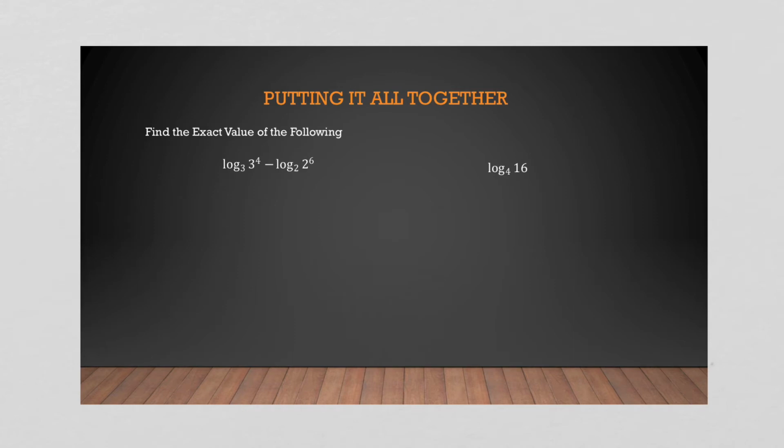Find the exact value. Well, here's that rule that comes into play. First I'm going to use the power rule, and it comes down. I get 4 log base 3 of 3, and then the power rule comes down, minus 6 log base 2 of 2. And then you go, oh wait a minute, there's a rule about the log of the same base of the same object equaling 1. So we just have 4 minus 6, and we get -2.